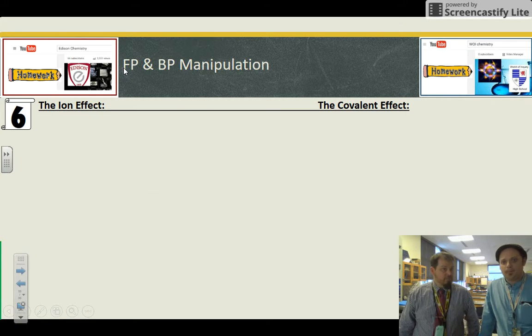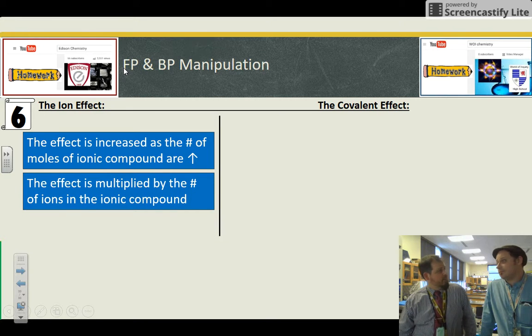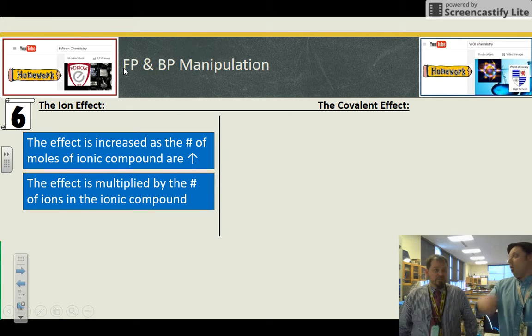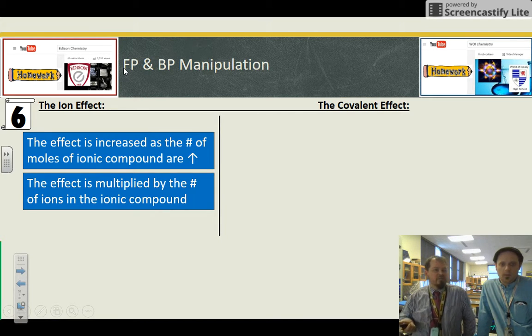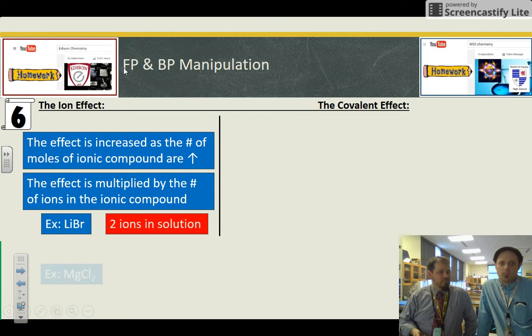And if you have a compound that's got 3 ions in solution, it does even more. Again, this is the same thing. The effect is that as the number of moles of an ionic compound is increased, the effect is multiplied by the number of ions that would form in solution.